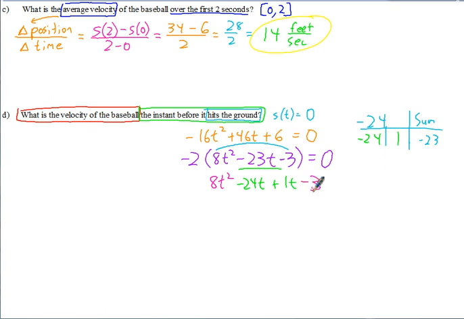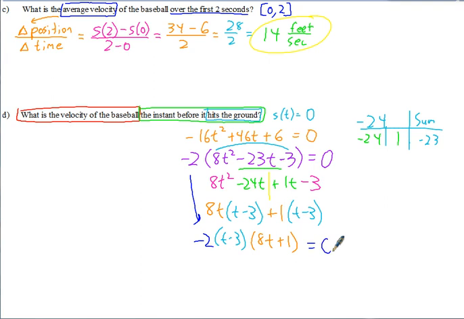Now we've got 4 terms, so we can group factor it by splitting it in half. The GCF of the first two is 8t. We take out 8t, that leaves us with t minus 3. The GCF of the last two is just a positive 1, but you still want to factor it out, so it's easier to see what's left. And what's left is t minus 3. So now you can see they both have a t minus 3 we can factor out. And the other factor left would be 8t plus 1. And then don't forget we still have the GCF of negative 2.